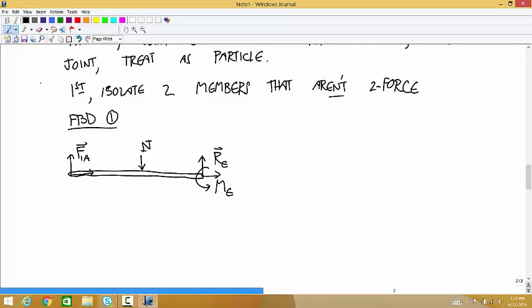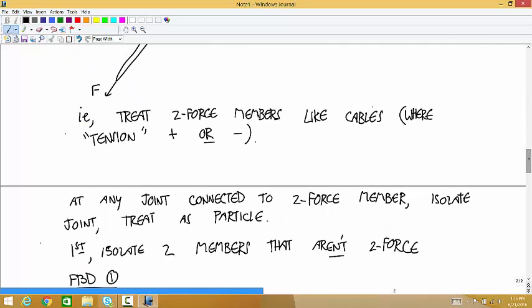Could you say that one more time? Okay. So at any joint connected to a two-force member, we're going to isolate that joint. We're not going to lump that joint in with the lowest numbered member. Okay.